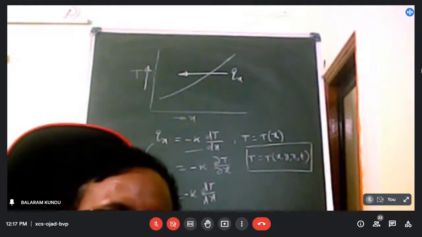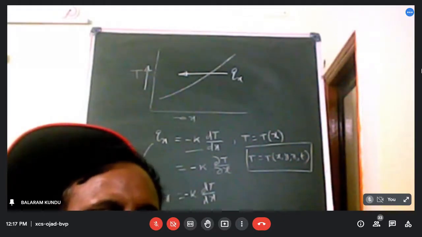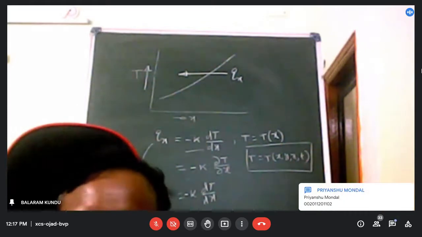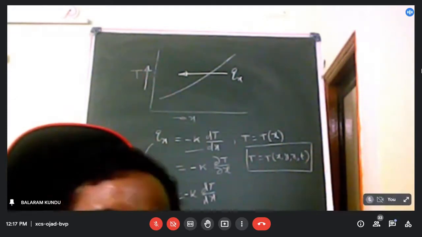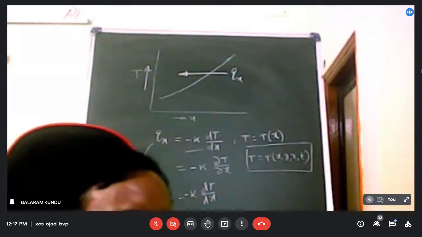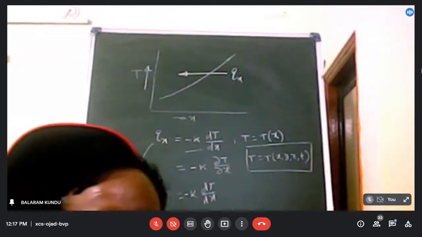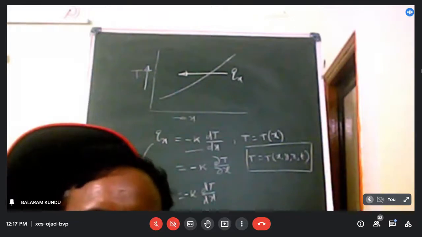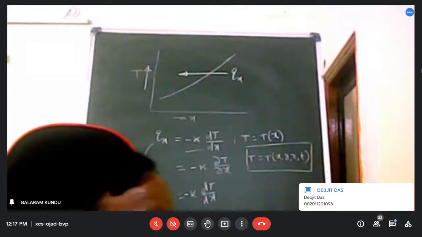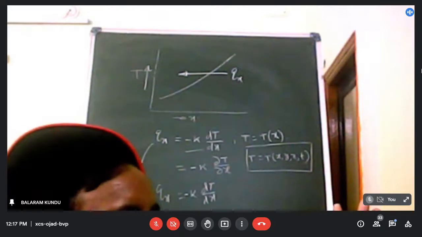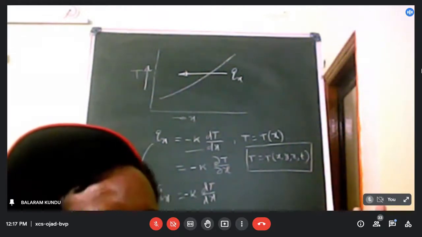First assumption, that means the solid is isotropic. I mentioned that the solid is isotropic. So I discussed what is isotropic material, what is anisotropic material. Using this discussion, that assumption is valid. Solid is isotropic. Okay, no problem.